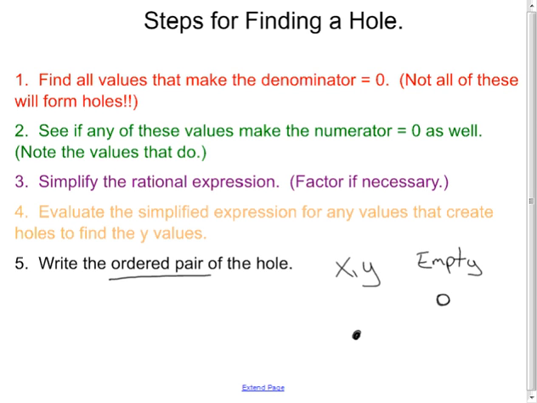A filled circle on a graph means that there's actually something there. But this is how we represent a hole. It is an ordered pair. Finding the x part is very easy. I'll tell you where I see students fall down: it's finding the y part.